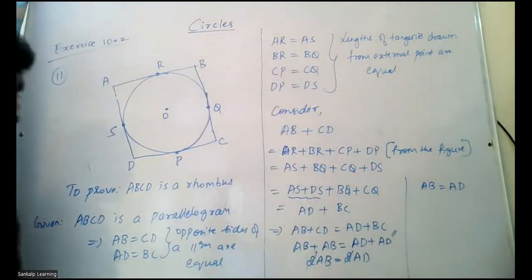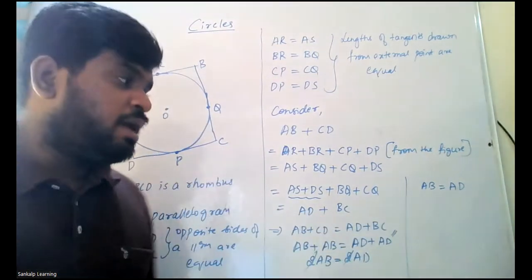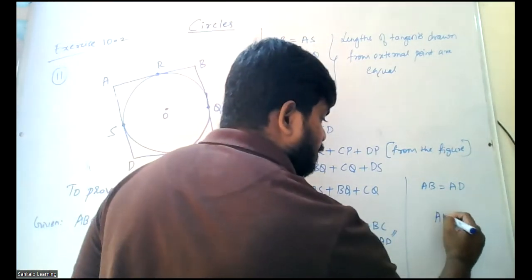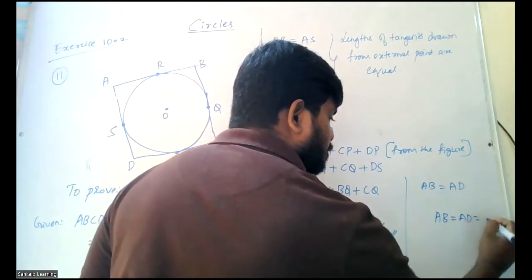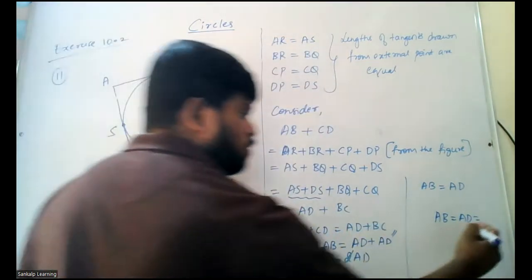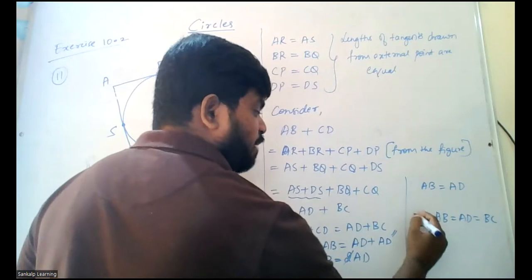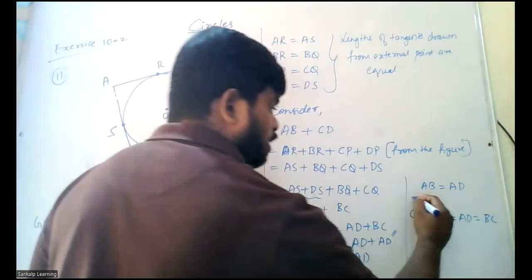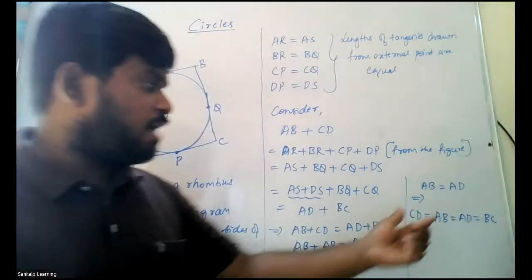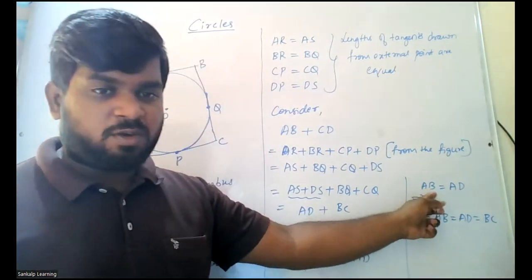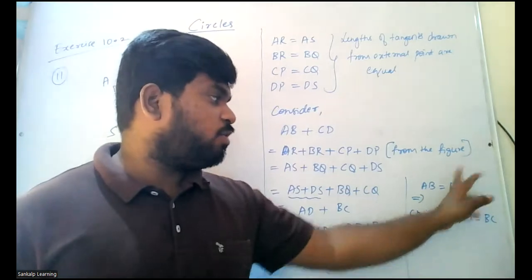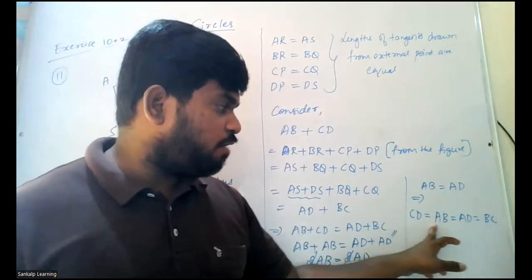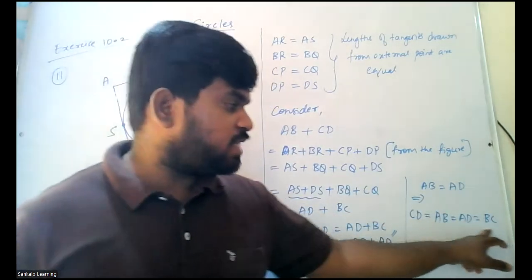Now we have got what? AB equals AD. Now just observe. AB is equal to AD, but AD was already equal to BC, and this AB was already equal to CD. Isn't it? We have got this AB equals AD, but what was this AB equal to? CD already. AD was equal to BC already. Now observe what we have got. All the four sides are equal.